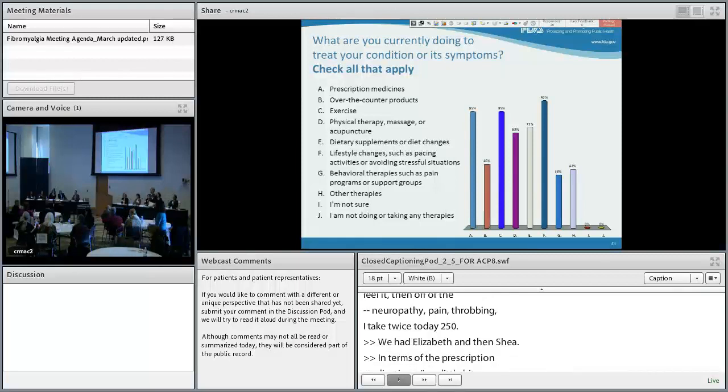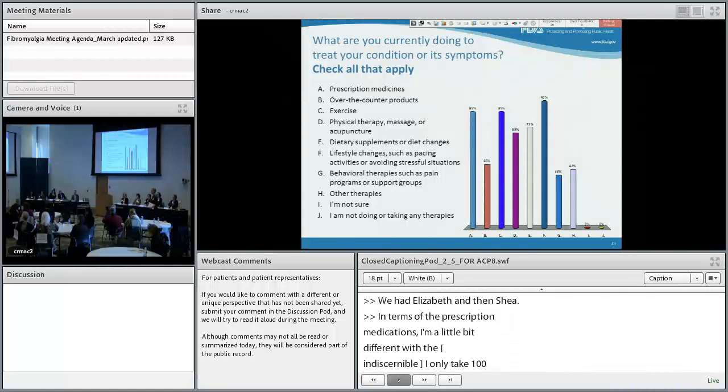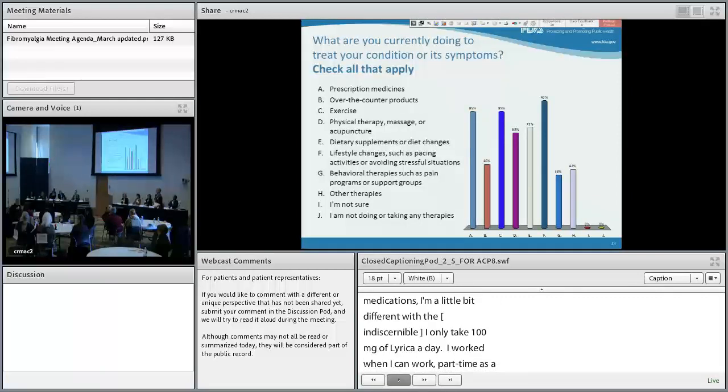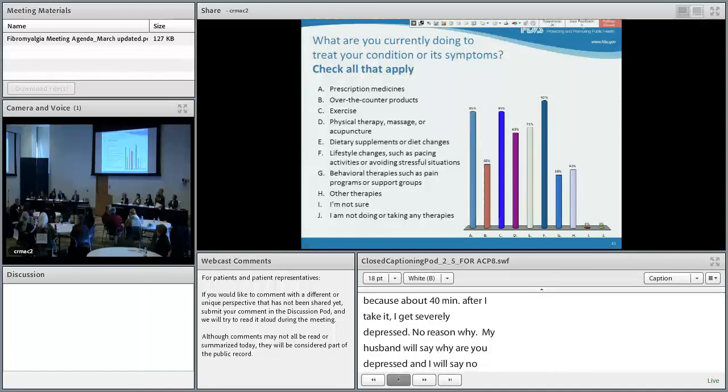Just in terms of the prescription medications, I'm a little bit different with the Lyrica. I only take 100 milligrams a day. I work when I can work part-time as a professor, so I get too many cognitive impacts with Lyrica. I also have to take it at sleep because about 40 minutes after I take it, I get severely depressed. No reason why. My husband will say, "Why are you depressed?" I'm like, "No reason, just feel miserable." That's one. Imitrex I do a lot for the headaches.